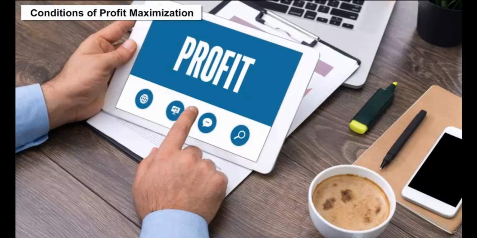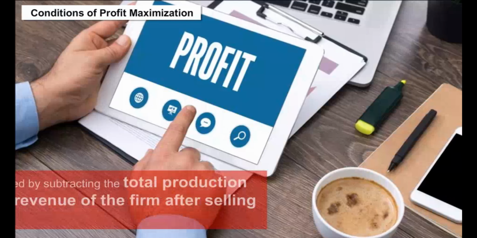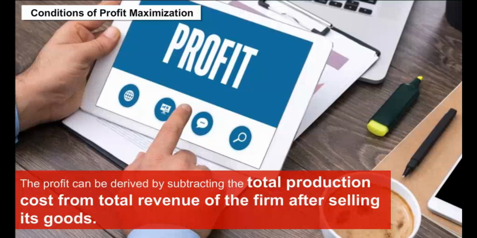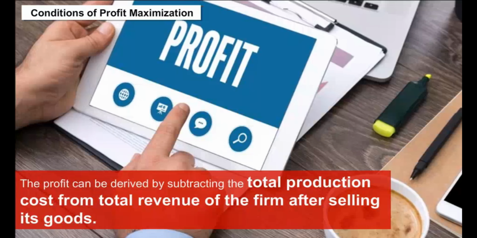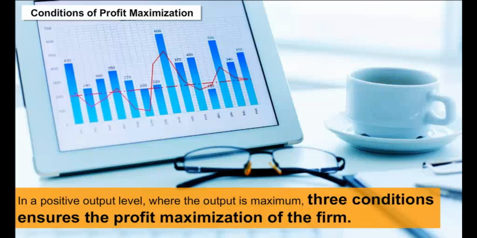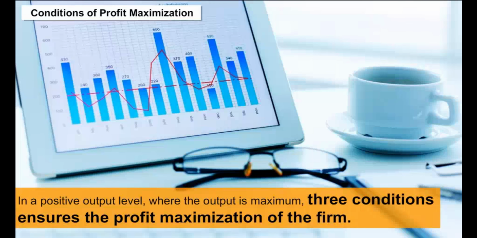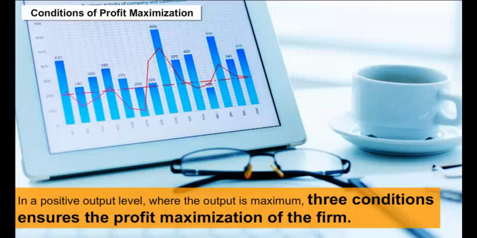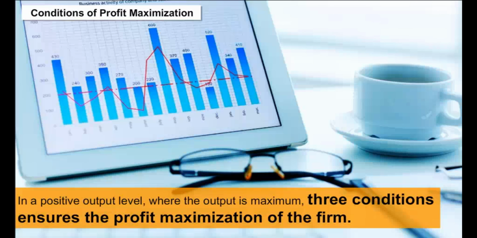Profit maximization. Conditions of profit maximization. The profit can be derived by subtracting the total production cost from the total revenue of the firm after selling its goods. At a positive output level where profit is maximum, three conditions ensure the profit maximization of the firm.